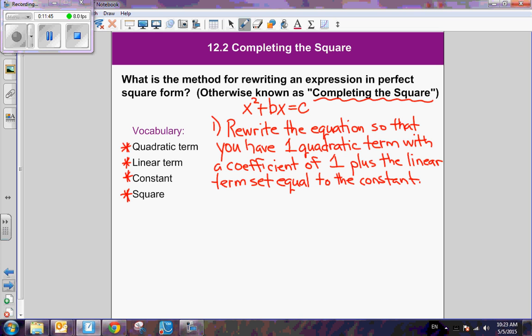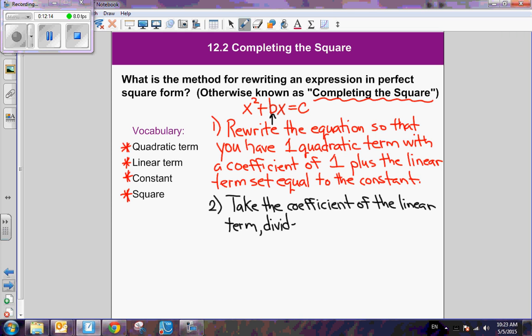Now that we have the problem set up properly, now we have to create the square. And if you remember, every time what I would do is I would take the coefficient of the linear term, divide it by 2. So we would take the b, divide it by 2, and then square it.